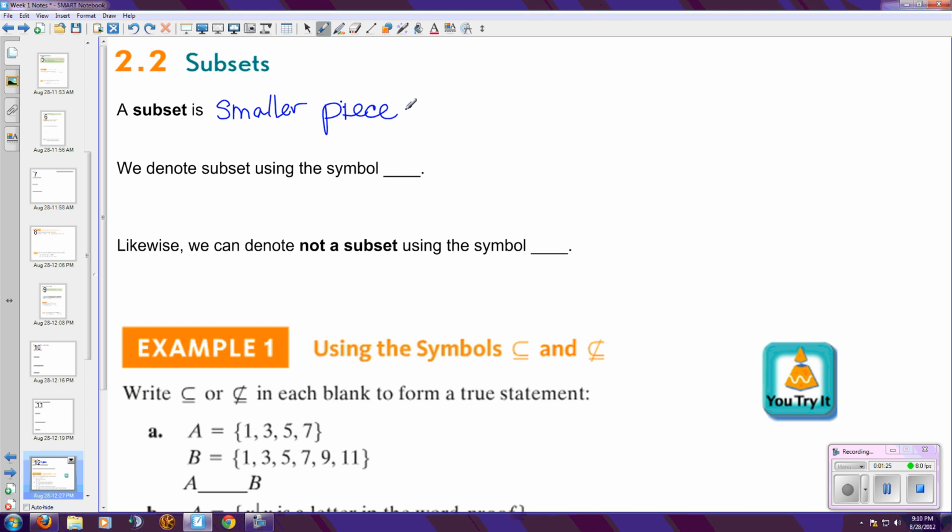So bear with me, the pen might jump around a little bit. I'm using a rather primitive tablet to write this up for you guys.